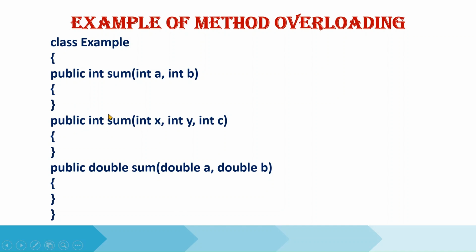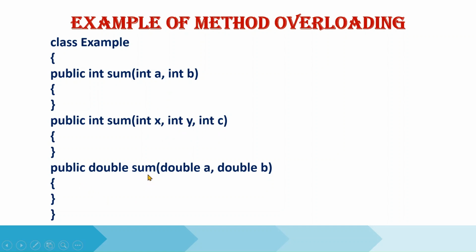Similarly, here you can see the method name sum is the same, here also sum and here also sum. The return type can change, but here I am writing the same one. But here it is int x, int y, int c. So here three are integers, and before two were integers. Still there is no problem. This concept is called method overloading, where the number of parameters can make a change.